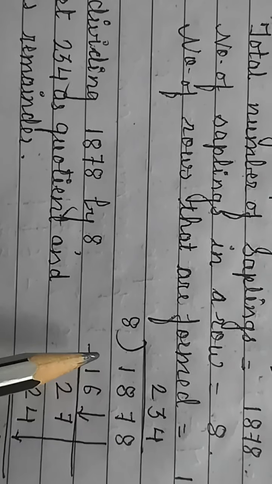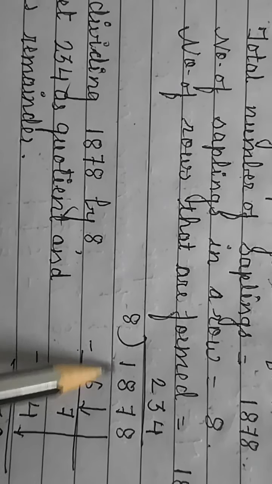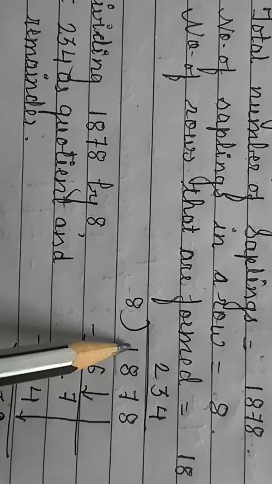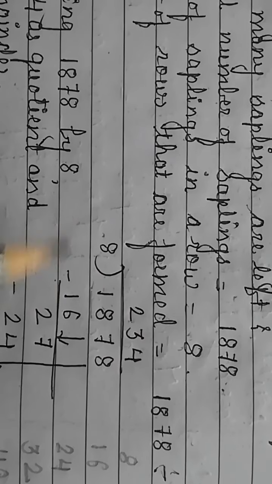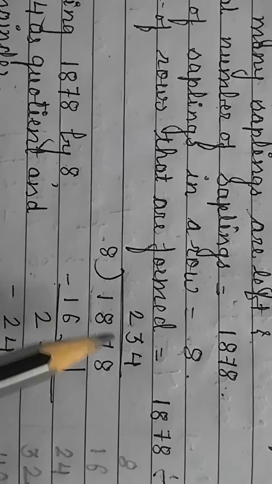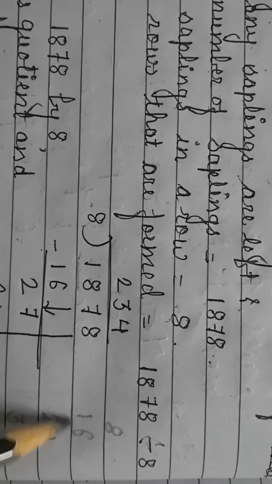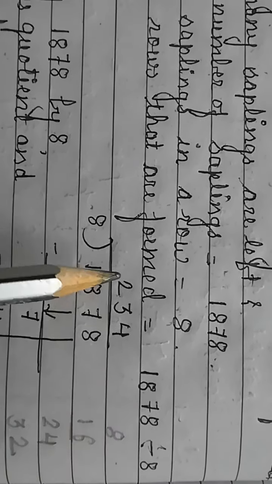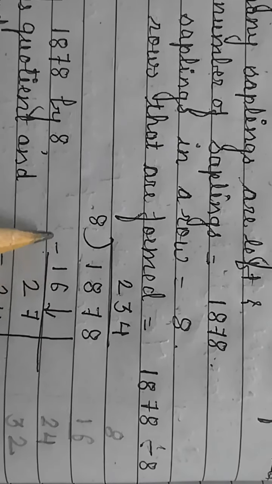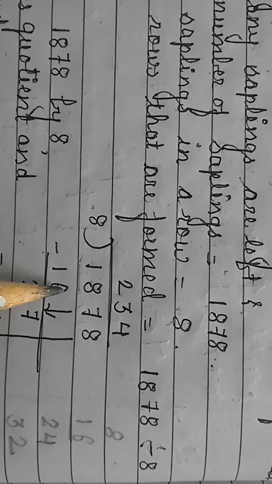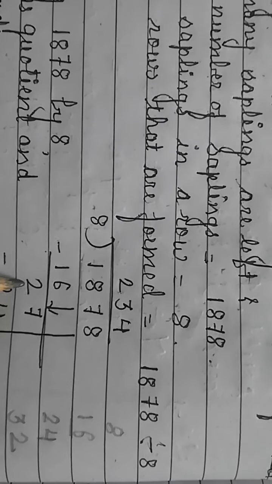So let's check now in the sum. Can we divide this first digit, 1 by 8? No. So we will take the next digit. Now we can divide this 18 easily by 8. But just see in the table that the number less than 18 comes at what place? So here we got 16, less than 18, at the second place. So we will write 2 in the quotient place. And 8 twos are how many? 16, that we will subtract from 18. So this is 18 minus 16. Yes, it is 2. 2 will remain.